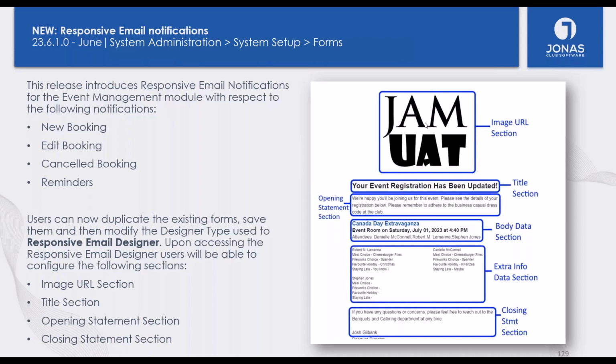And finally, there's the closing statement section, where you can mention any kind of follow-ups that people need to make if they need to contact somebody. That's information you can configure as well. So in short, you can take your existing form, duplicate it, and use the responsive designer to create a responsive confirmation. This goes for confirmations, reminders, cancellations, event updates, and event cancellations as well, all of which can be made into responsive forms.